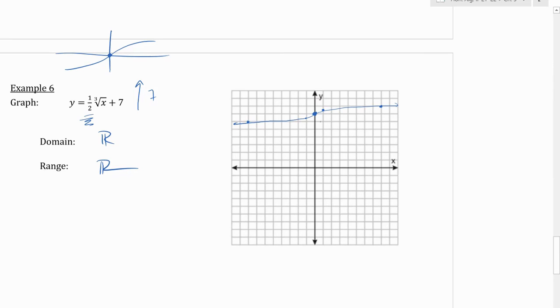Okay. And I'll double check my points. I got one at 0, 7. That holds. I've got one at 1, 7.5. So 1/2. Yep. I've got one at 8, 8. Yep. I've got one at negative 1, 6.5. That holds. I've got one at negative 8, 6. So negative 2, half that's negative 1. 7 plus negative 1 is 6. Did I say negative 6? I feel like I said negative 6. I didn't mean to. All right, there we go.